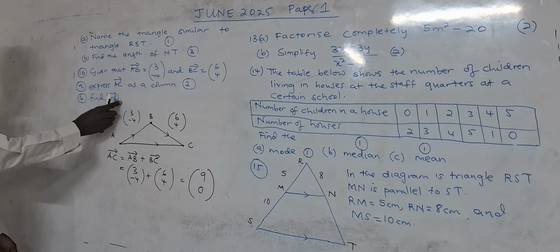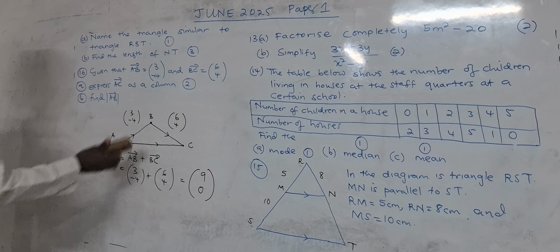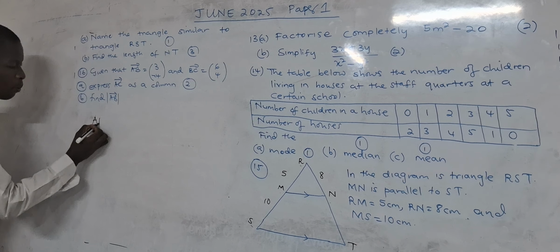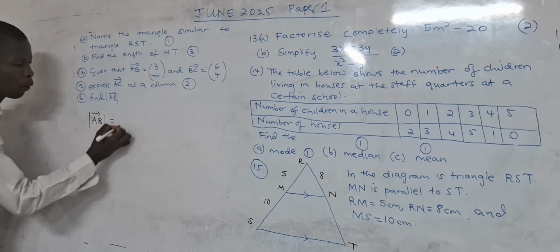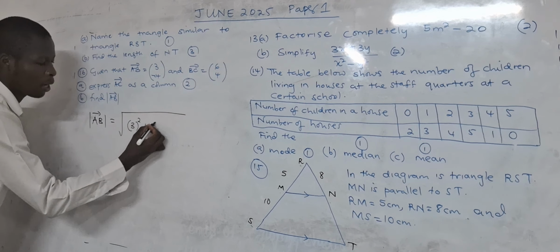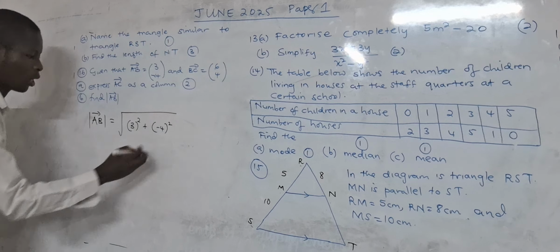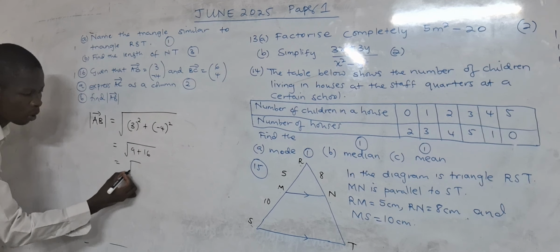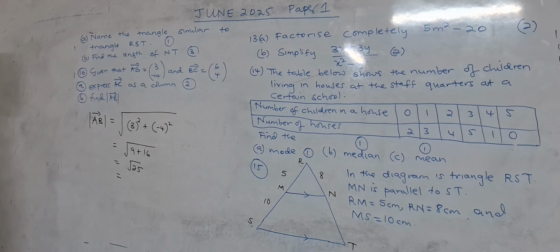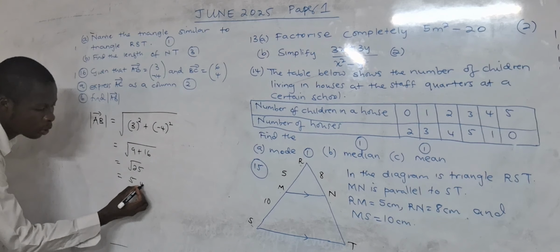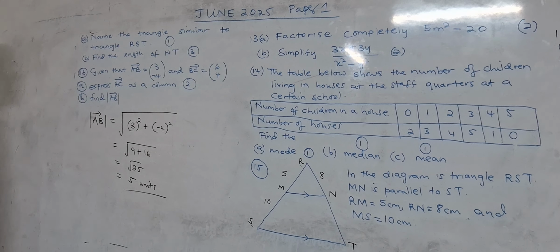Now find the length of AB. How to find the length of AB? The magnitude of vector AB: you find the square root of 3 squared plus negative 4 squared, which is equal to the square root of 9 plus 16, which is equal to the square root of 25, which is equal to 5 units. This is the magnitude of vector AB.